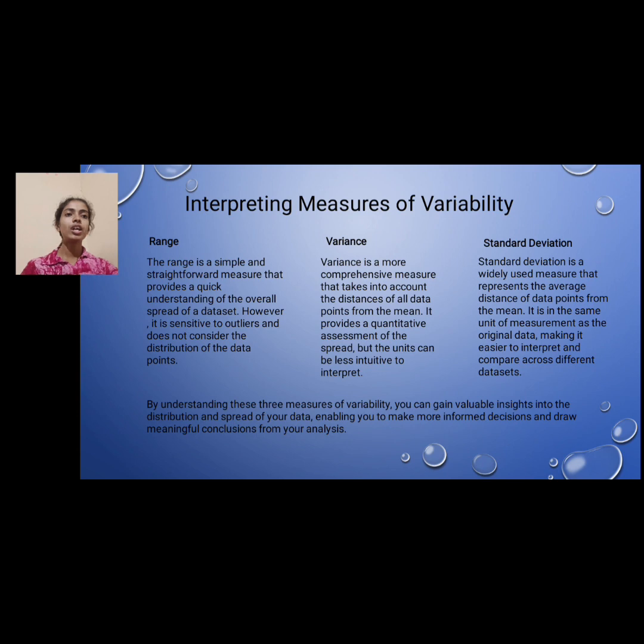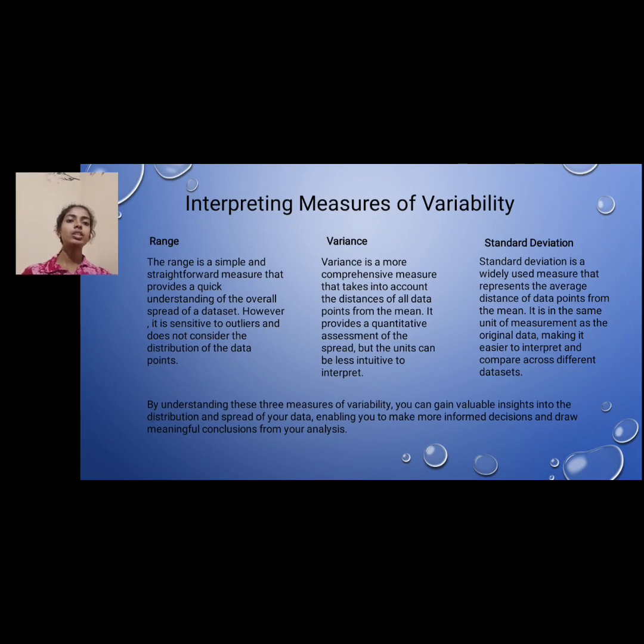Standard deviation is a widely used measure that represents the average distance of data points from the mean. It is in the same unit of measurement as the original data, making it easier to interpret and compare across different datasets. By understanding these three measures of variability, you can gain valuable insights into the distribution and spread of your data, enabling you to make more informed decisions and draw meaningful conclusions from your analysis.